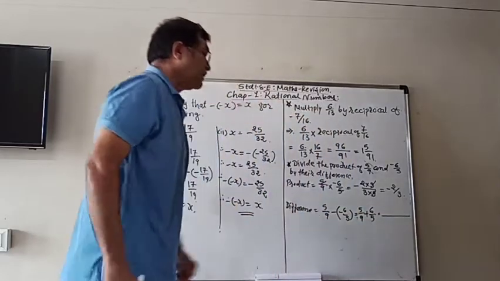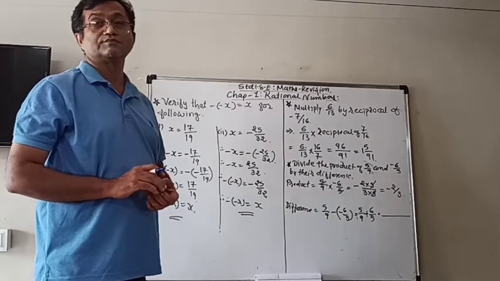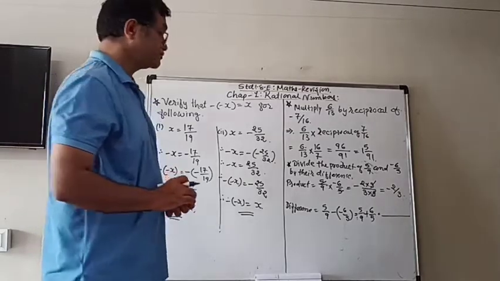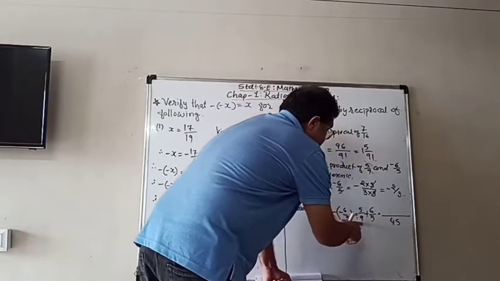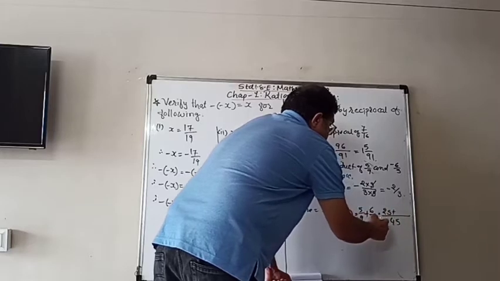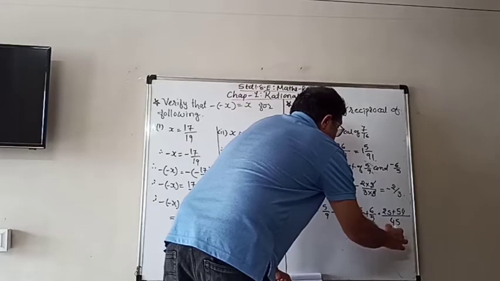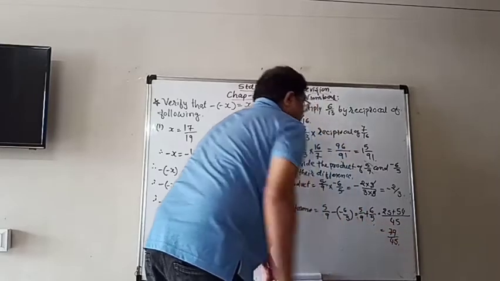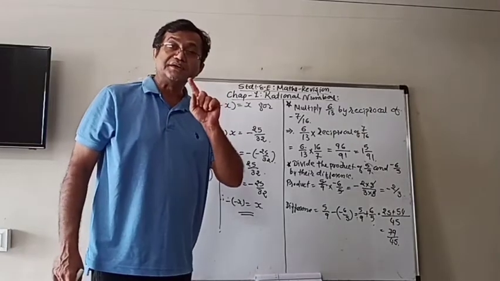Now the LCM of 9 and 5, how much? 45. So here if we write down 45, then 5 5s are 25, 6 9s are 54. So 79 upon 45. But now we have to take the division also.